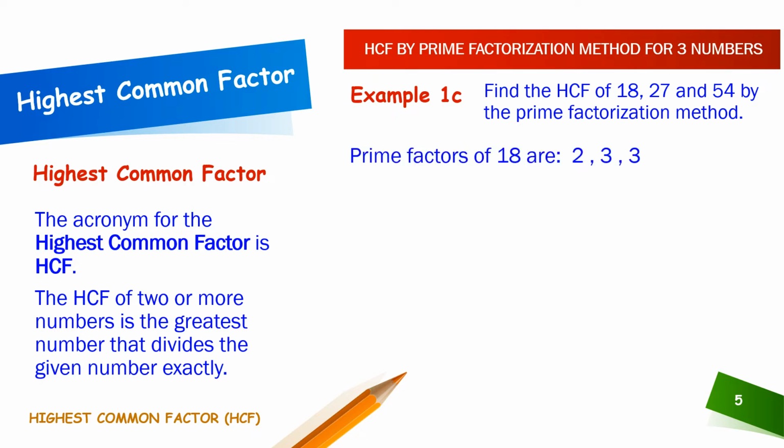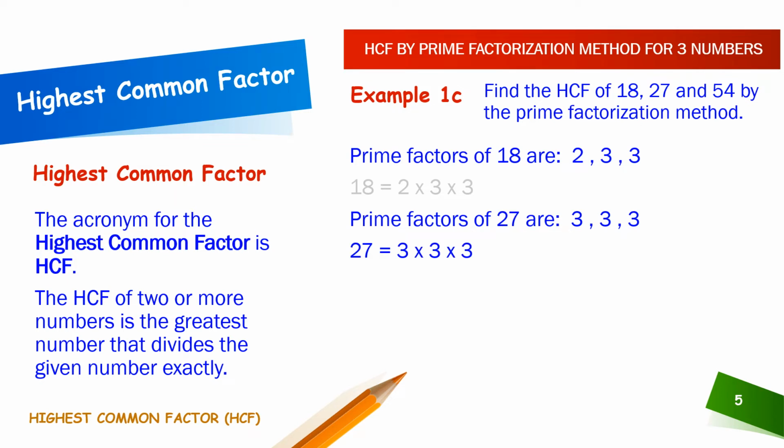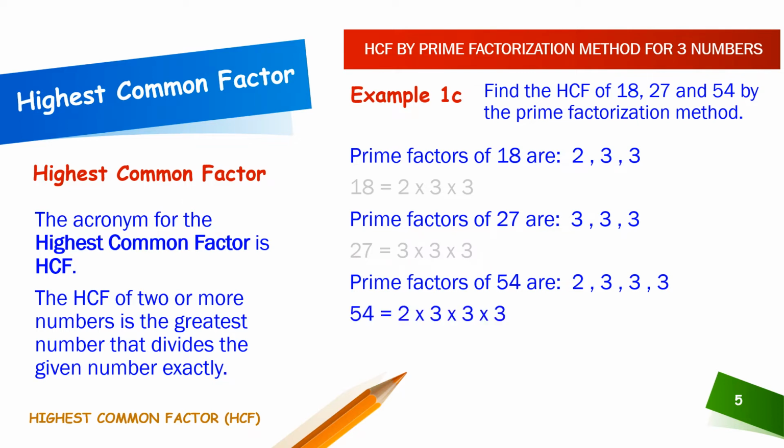The prime factors of 18 are 2, 3 and 3, since 18 equals 2 times 3 times 3. The prime factors of 27 are 3, 3 and 3, since 27 equals 3 times 3 times 3. The prime factors of 54 are 2, 3, 3 and 3, since 54 equals 2 times 3 times 3 times 3.